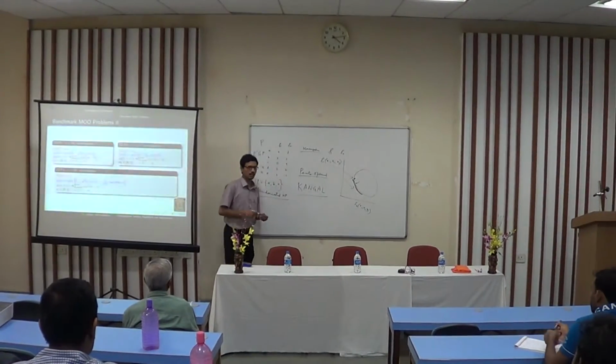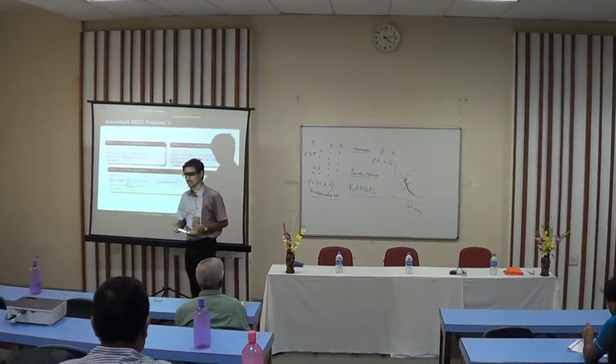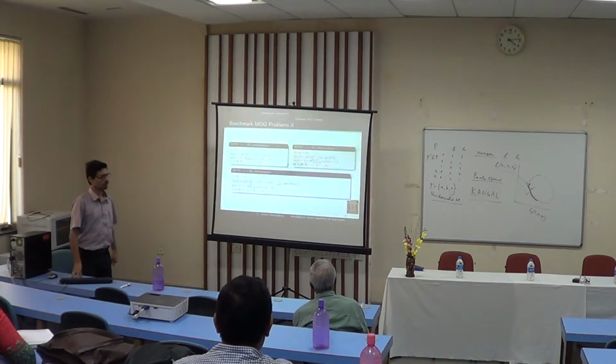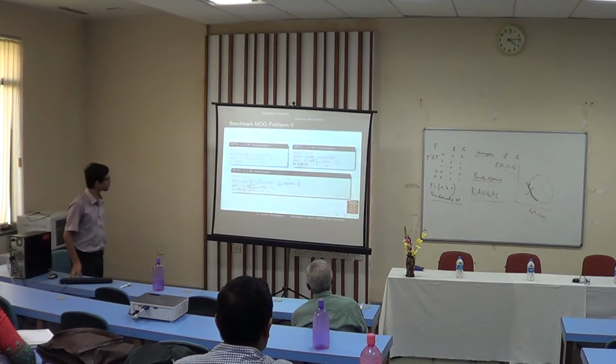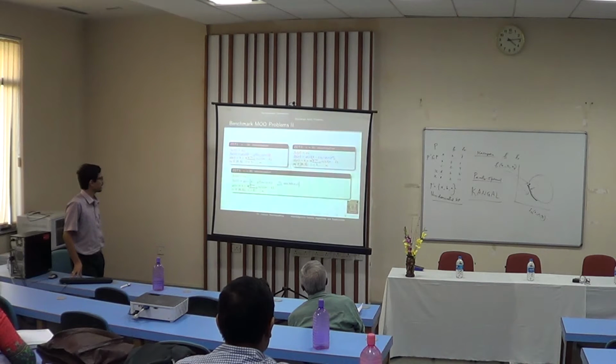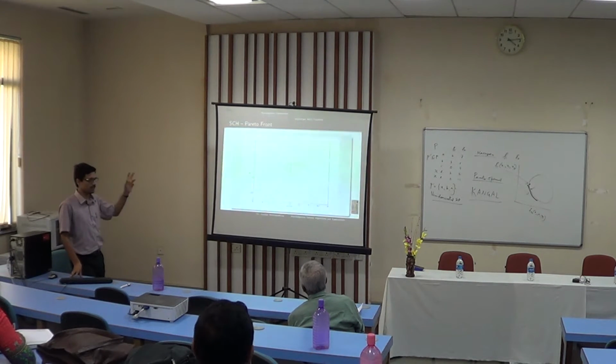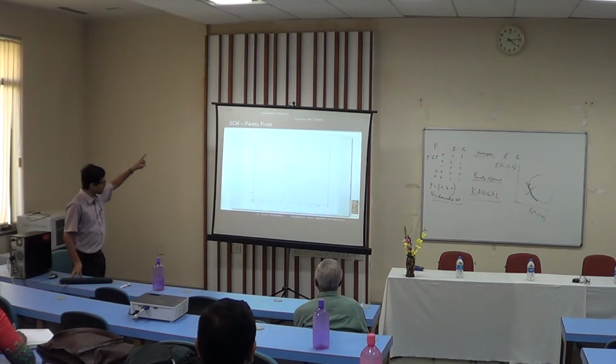You can search with Bengal, you will get the link. Kanpur Genetic Algorithm Lab. There you can get the code for NSGA2. So I implemented myself in MATLAB some of the problems. This is the first problem, x square and x minus 2 square. So this is the Pareto front we got.